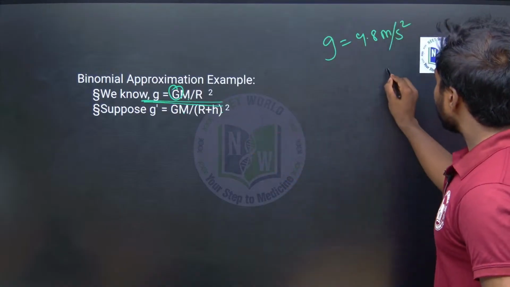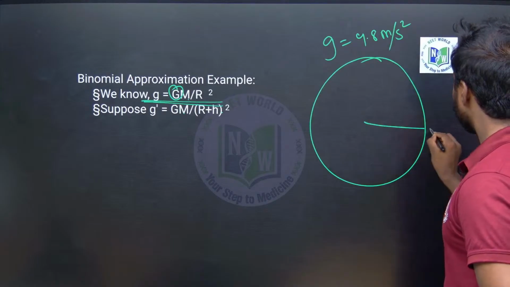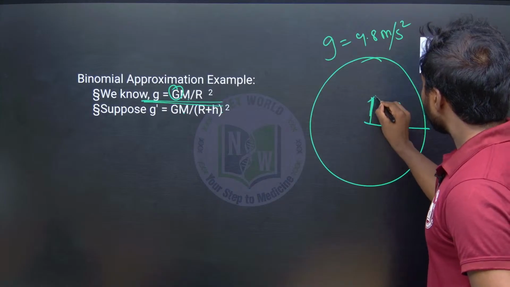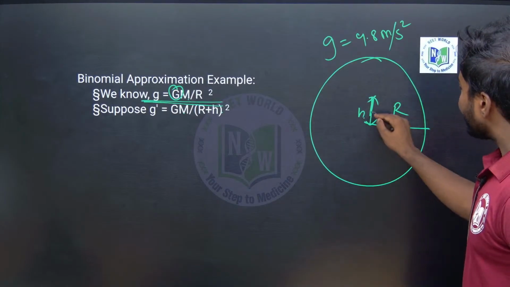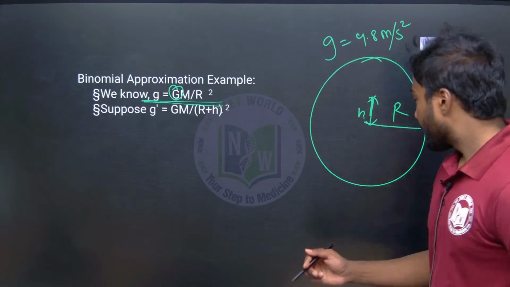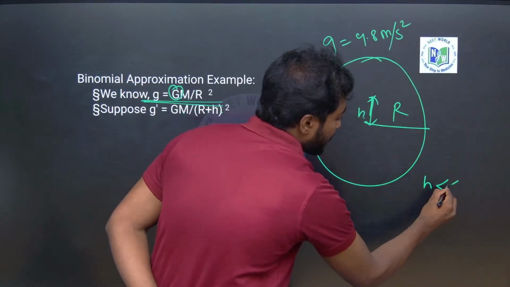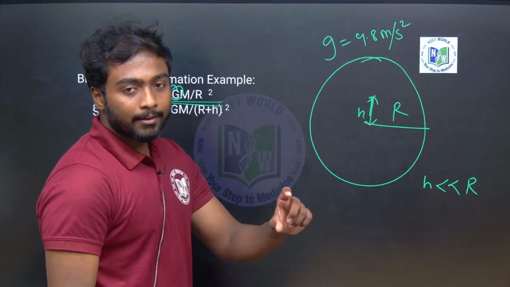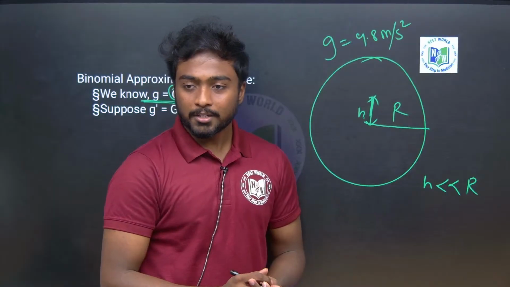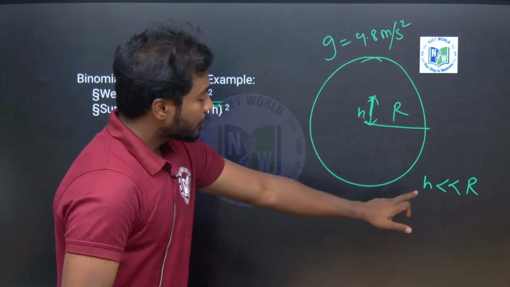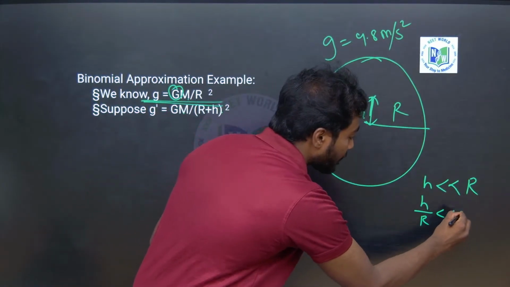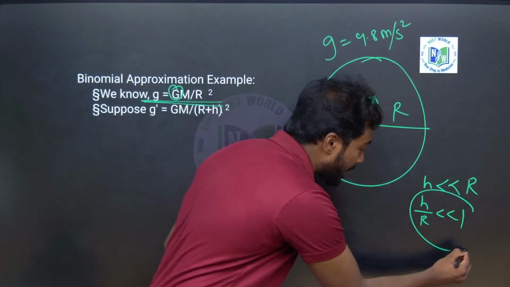In this case, if I take the earth surface, this is the radius. If I consider some value height h, is it greater than or smaller than R? It is smaller than R. So h is much smaller than R. When I take a person's height and compare it with the earth's radius, it will be much smaller. So h is much smaller than R, so h by R is less than 1. This is the condition. Let me keep this condition as it is.